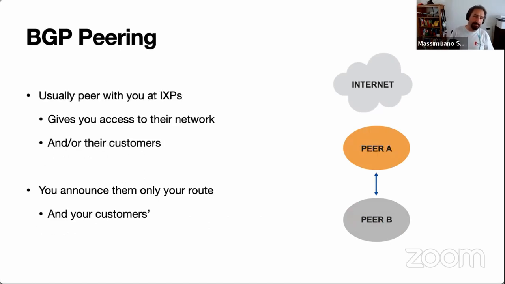And then there's peering. Peering is done with networks at the same level as yours. Usually it happens at internet exchange points, but you could be just running a cable between you and the other network.